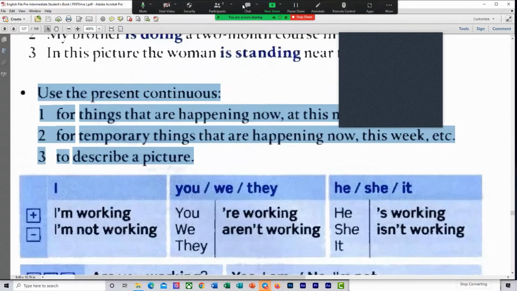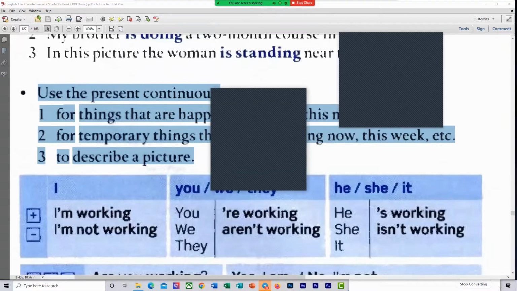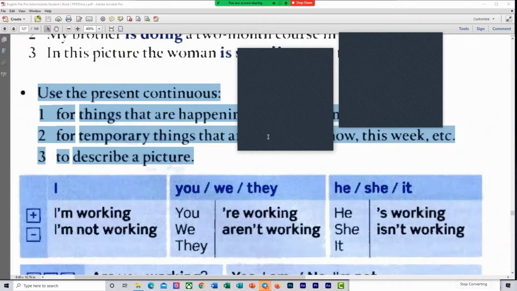So the explanation for rule number 1: something that is happening at the moment of speaking. For example, Mr. Ray is teaching now. It shows you the activity that is happening now. I am teaching you guys. So Mr. Ray is teaching now.